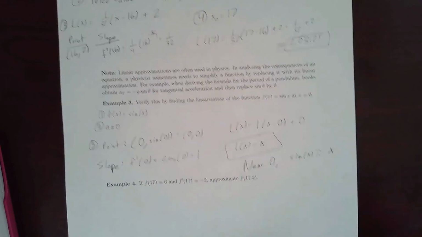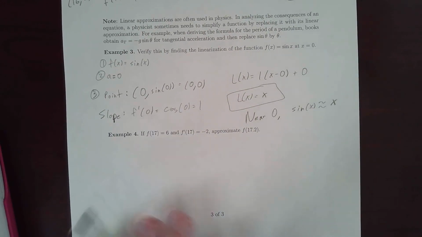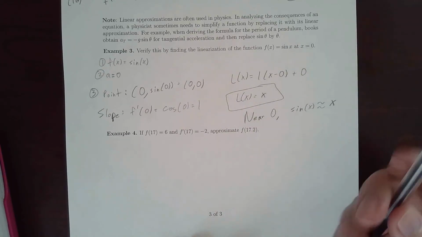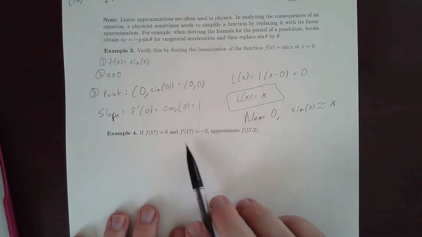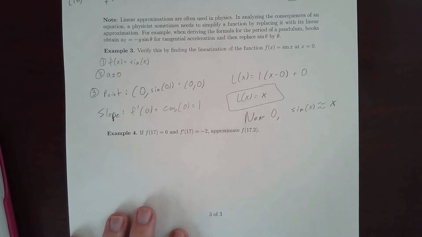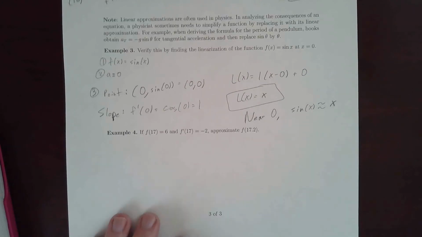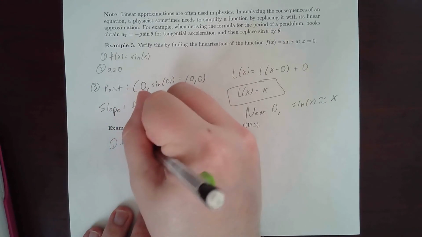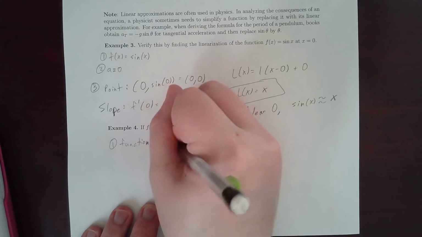So it seems like a lot of steps, but in the end, all we are doing is finding some function value for some nice value, the derivative at that nice value, and using it to try to approximate something else. So say we know that for some function f, f of 17 equals 6, and f prime of 17 equals negative 2. In order to approximate this f of 17.2, we again know our function is going to be f of x.